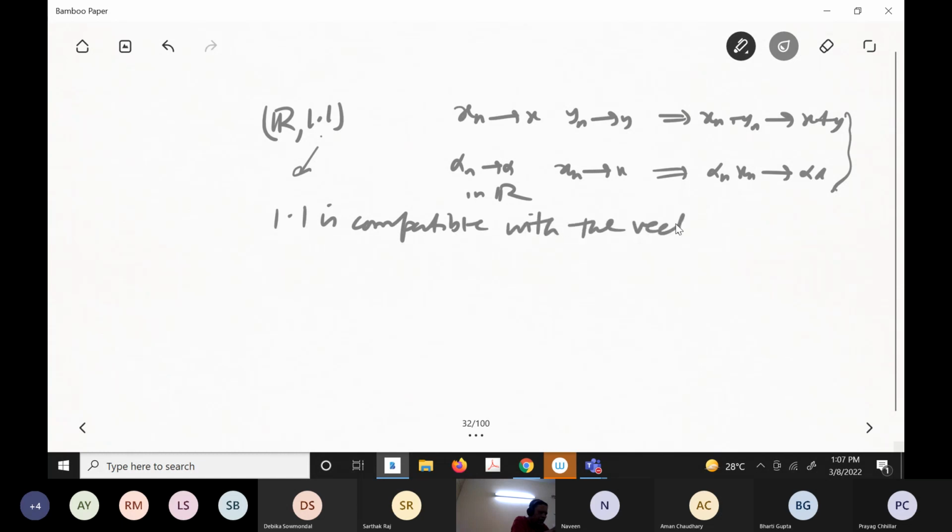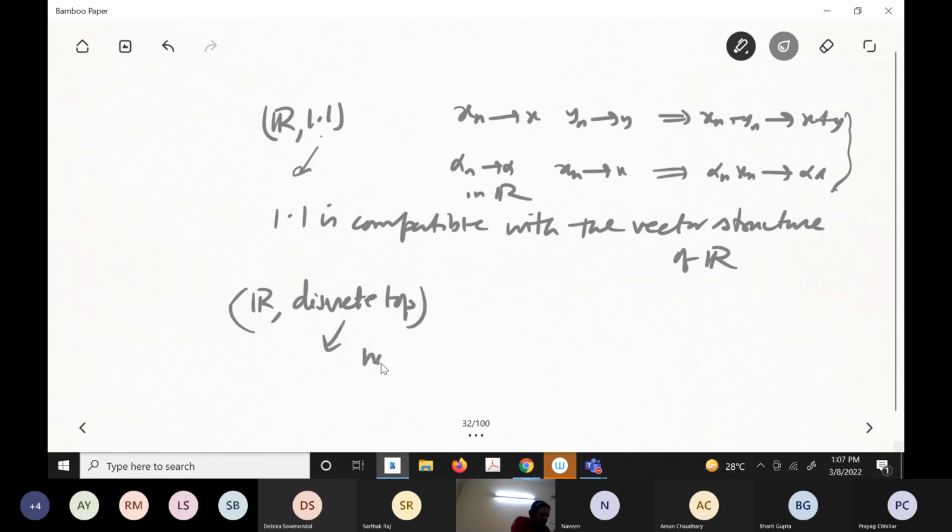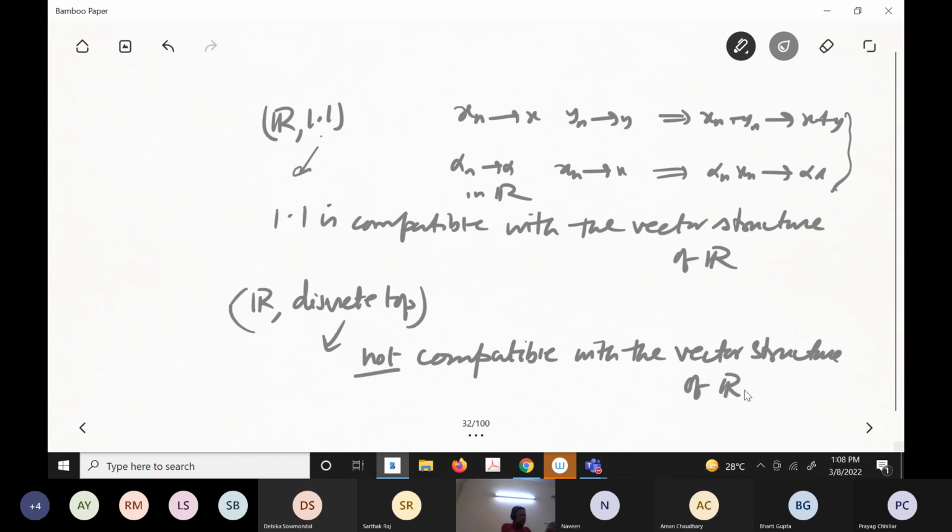So here the topology is compatible with the vector structure, the usual vector structure of R. But on this, if you give the discrete topology, this won't be compatible. You can prove it; it is not difficult. It is not compatible with the vector structure. So when you have a vector structure, it's not any topology you will consider. You consider only a topology which is compatible with the vector space structure, if you want to study the vector space at the same time.